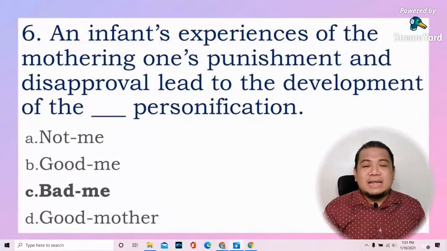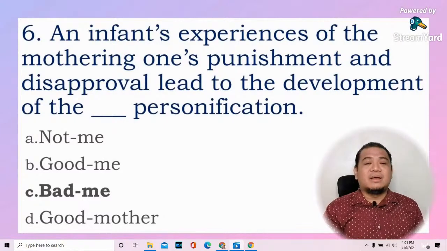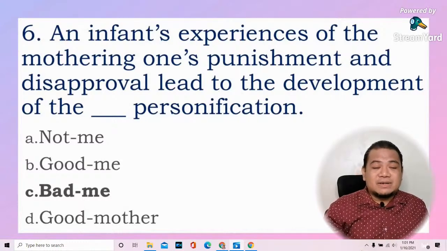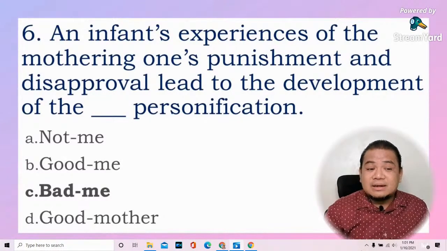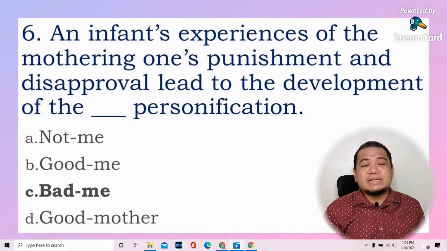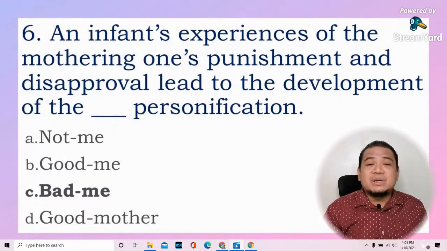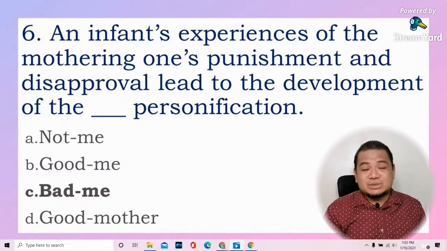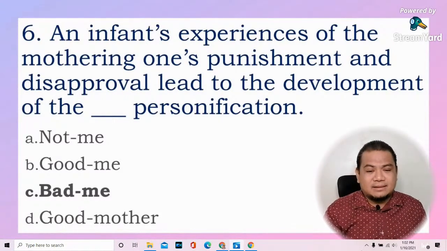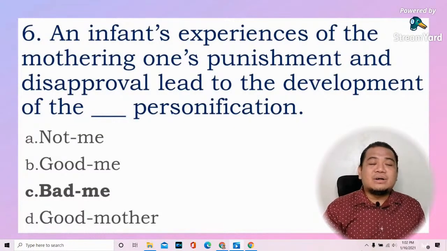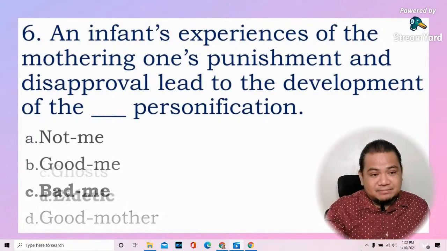Next number. An infant's experiences of the mothering one's punishment and disapproval lead to development of the blank personification. The answer, letter C, bad me. The bad me personification is fashioned from experiences of punishment and disapproval that infants receive from their mothering one. The resulting anxiety is strong enough to teach infants that they are bad, but it is not so severe as to cause the experience to be dissociated or selectively inattended.